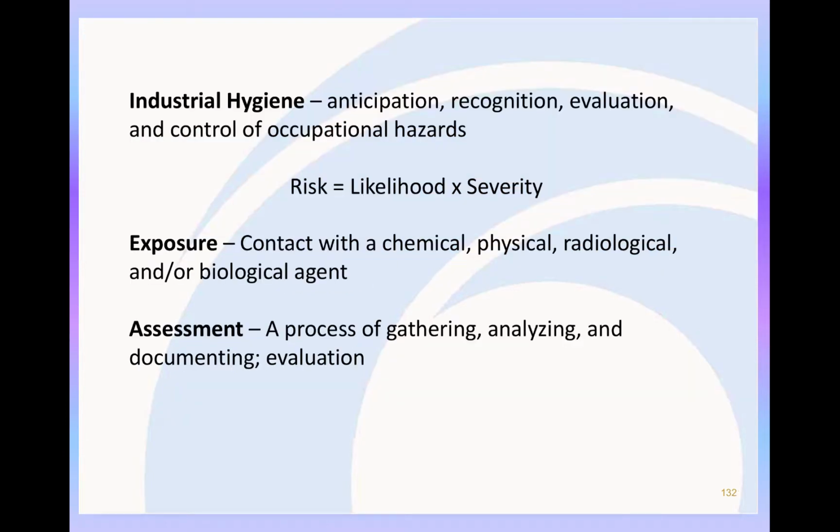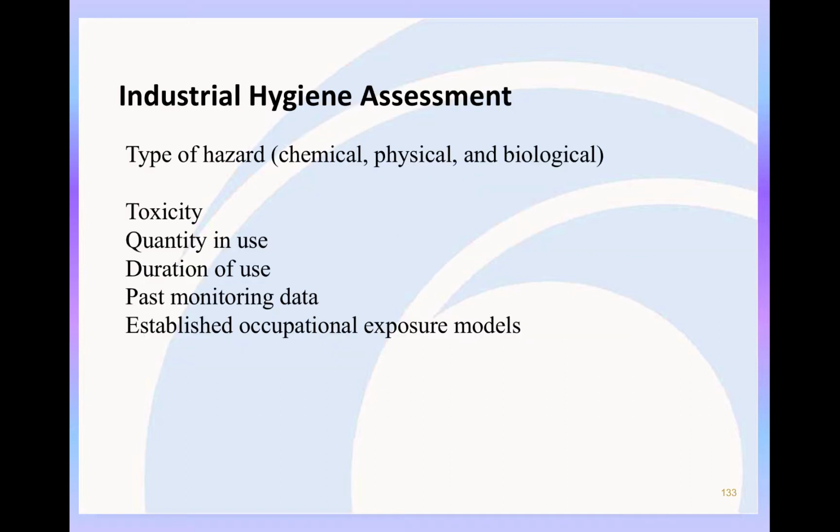Industrial hygiene is the anticipation, recognition, evaluation, and control of occupational hazards. So risk equals the likelihood and severity. Exposure is the contact with a chemical, physical, radiological, or biological agent. Assessment means the process of gathering, analyzing, and documenting an evaluation. Industrial hygiene assessment includes the type of hazard, the toxicity, the quantity and use, the duration of use, past monitoring data, and establishing occupational exposure models.